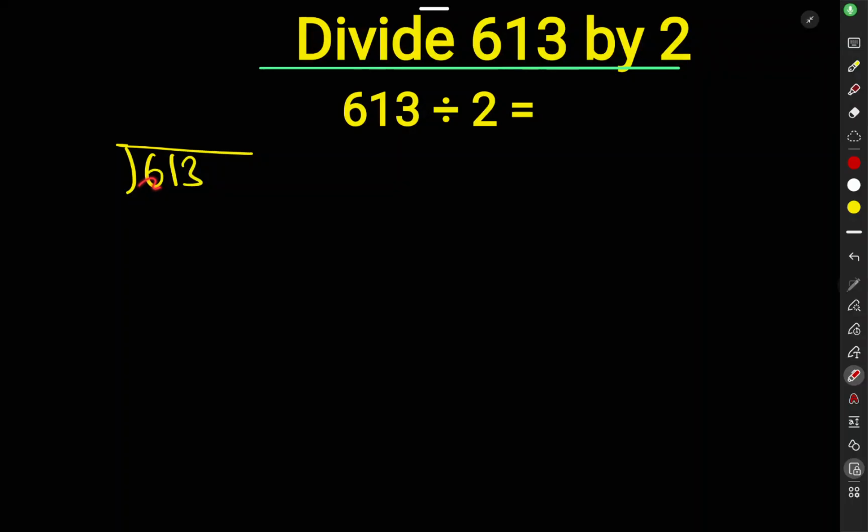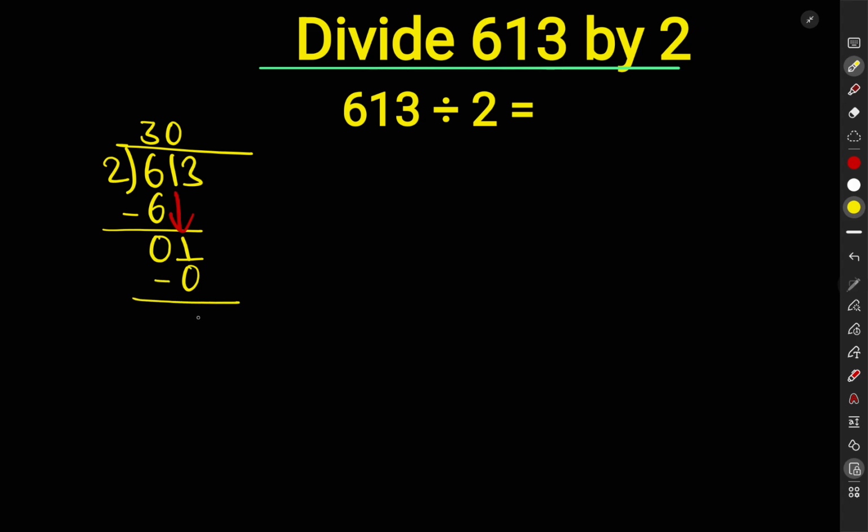We divide 613 by 2 in long division method. So 2 times 3 is 6. On subtracting we get 0. So now we put down this 1 and 2 times 0 is 0.